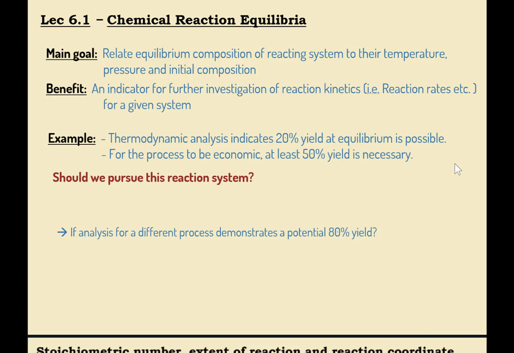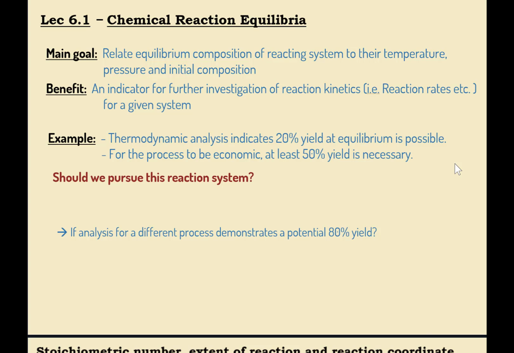Alright, so what's the main goal here? We're going to relate equilibrium composition of reacting systems to their temperature, pressure, and initial composition. So based on these three, we can determine the equilibrium constant. The equilibrium constant will be a function of these: temperature, pressure, initial composition. And we're going to look at what's the benefit of all this. It's to basically determine if it's really feasible to use this reaction for a commercial process.